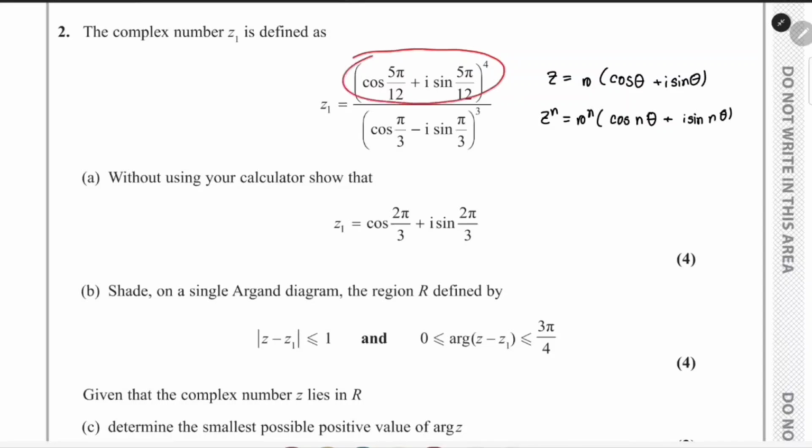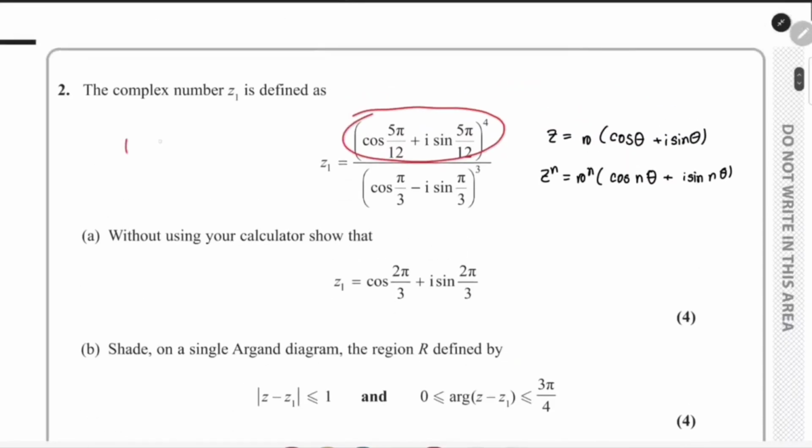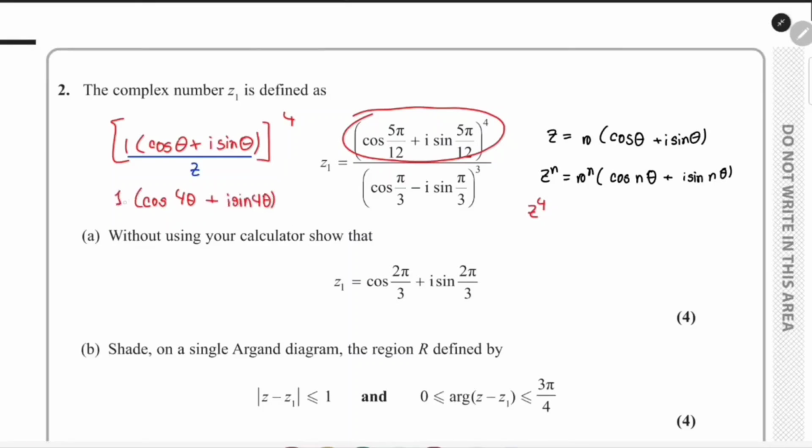Now this expression on the top can be represented as 1 times (cos theta plus i sin theta) to the power 4. This is just saying it's z to the power 4. If this expression inside is z, this is z to the power 4. Using De Moivre's theorem, I can write it as cos 4 theta plus i sin 4 theta. And we have 1 to the power 4 in front, but that doesn't change anything.